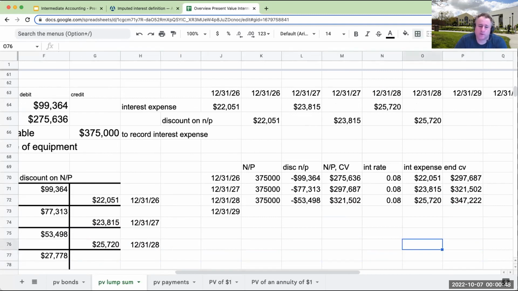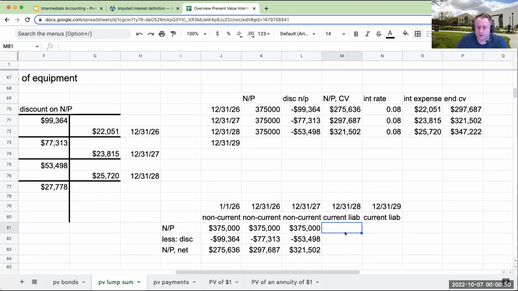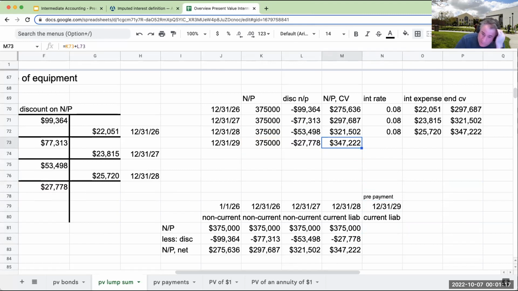So I come over here and now say, okay, current liabilities are 375. My discount is going to be 27,778. Over here, my note payable net is going to be 347,222. So we'll say here prepayment. Okay, so now this is going to be 375. My discount on notes payable, 27,778. So my note payable carrying value is going to be 347,222 at 8% interest. This is now going to be 27,778.